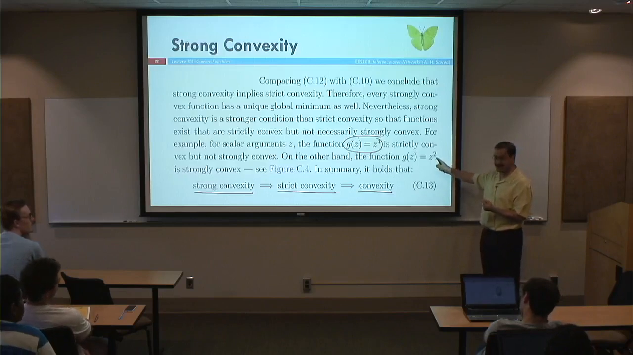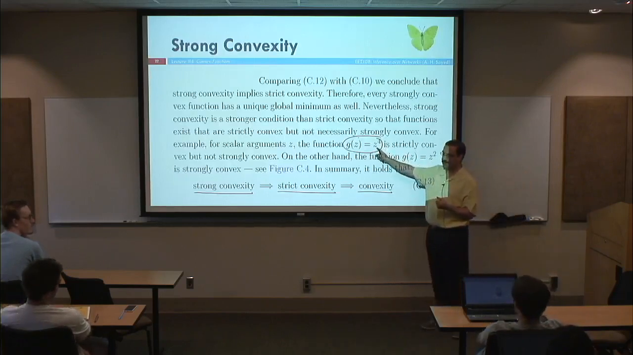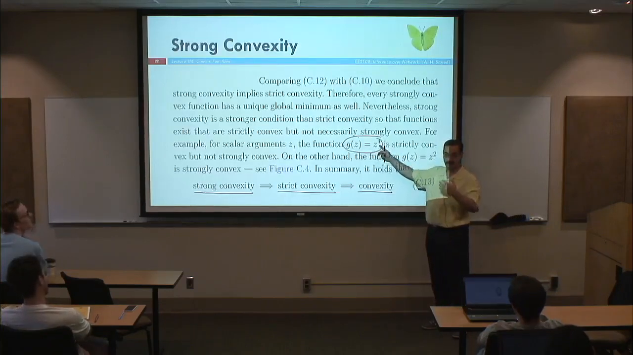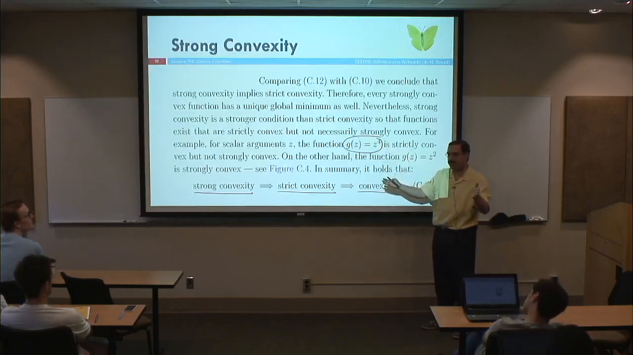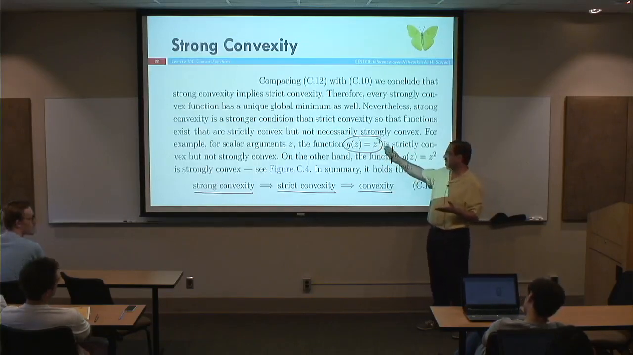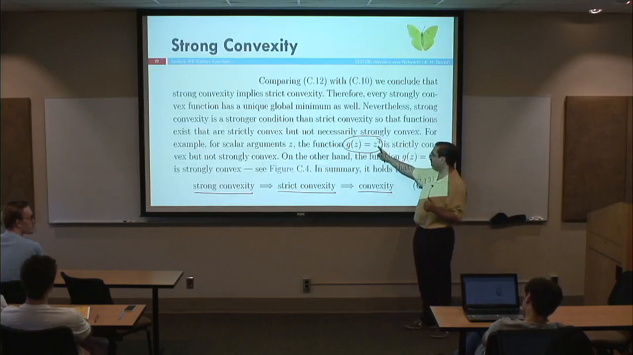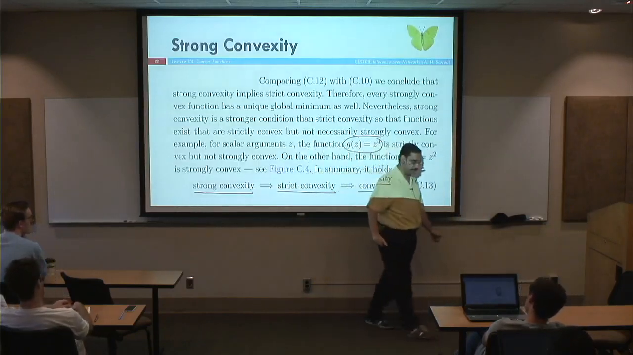So this function is strongly convex. But this function is not strongly convex. To prove that it is strictly convex, again, this is a homework problem. Just go back to the definition. Apply the definition of strict convexity to this. You'll be able to conclude that it is strictly convex. So this is an example of a function that is strictly convex but not strongly convex, okay?